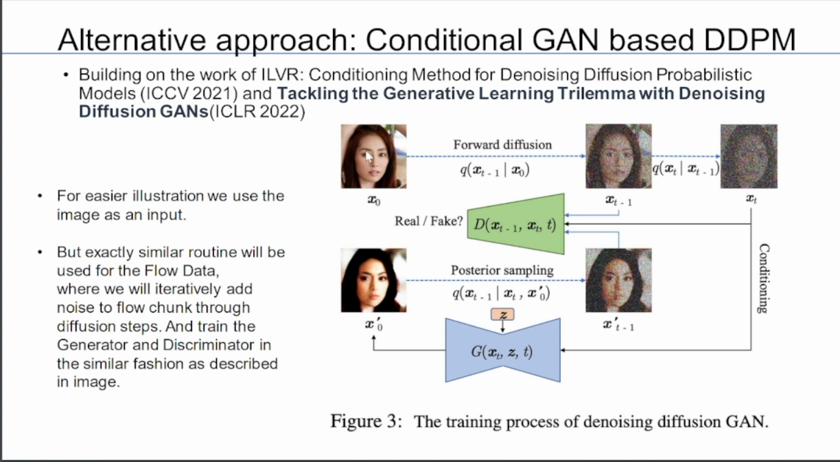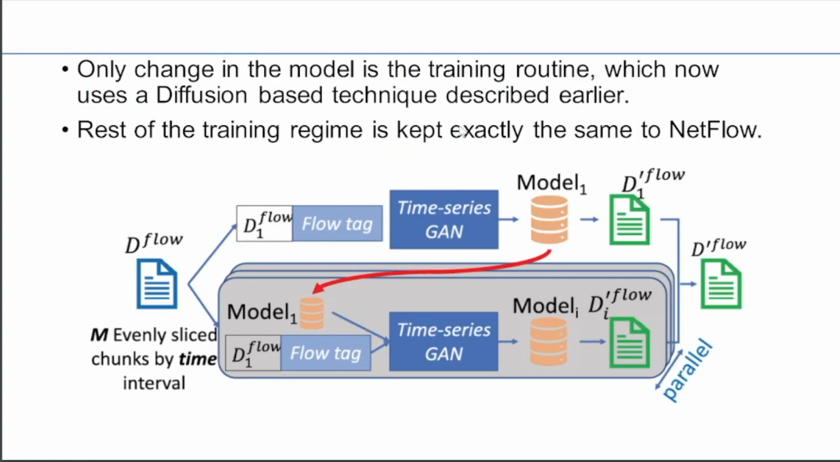So instead of the image here, you can just think of it as a flow, and we are adding noise to the flow in the forward diffusion process, and the whole description remains the same as I described earlier. We take the original NetFlow model, we just replace the time series GAN training regime with our diffusion-based technique, and we keep the rest of the training regime completely the same.